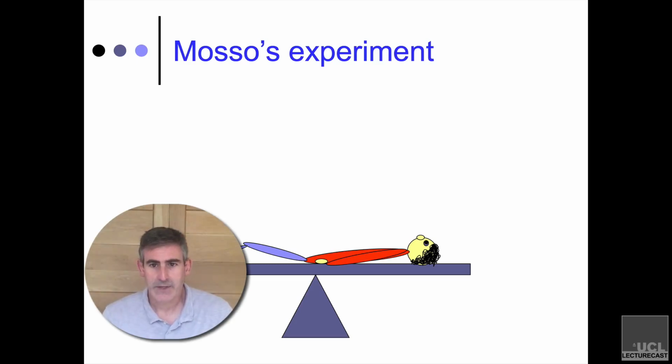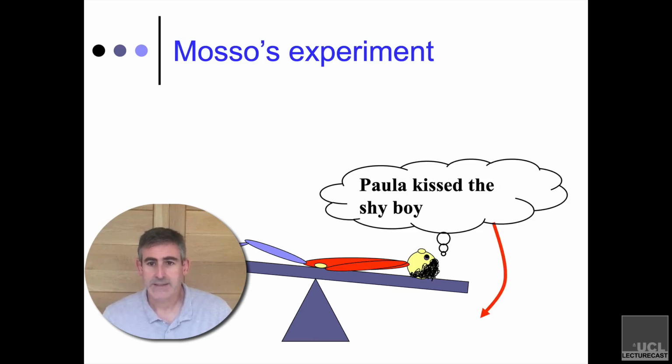And I just want to imagine what this would look like a little bit. So this is a person lying at rest on this table, thinking about absolutely nothing. And then, for instance, they hear a sentence, "Paula kissed the shy boy," right? And just hearing that sentence, of course, required a certain amount of mental activity, which caused blood to increase its flow to the brain, which causes the head to be heavier and causes the table to tip.